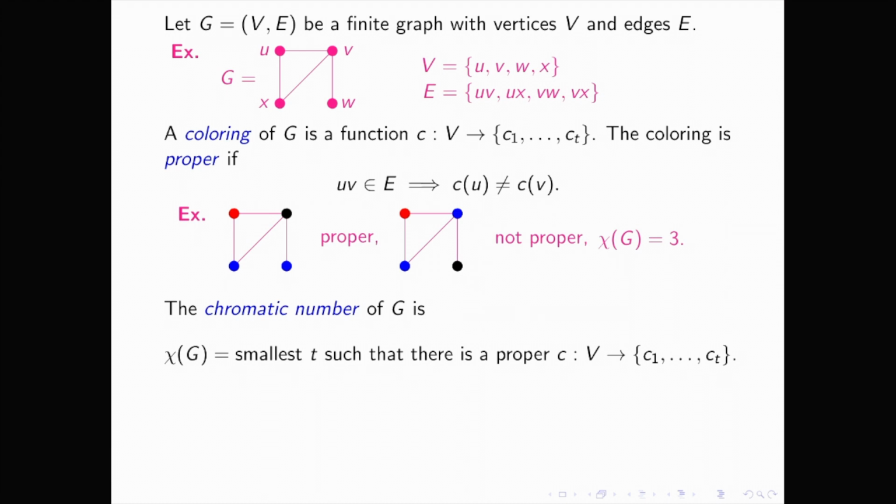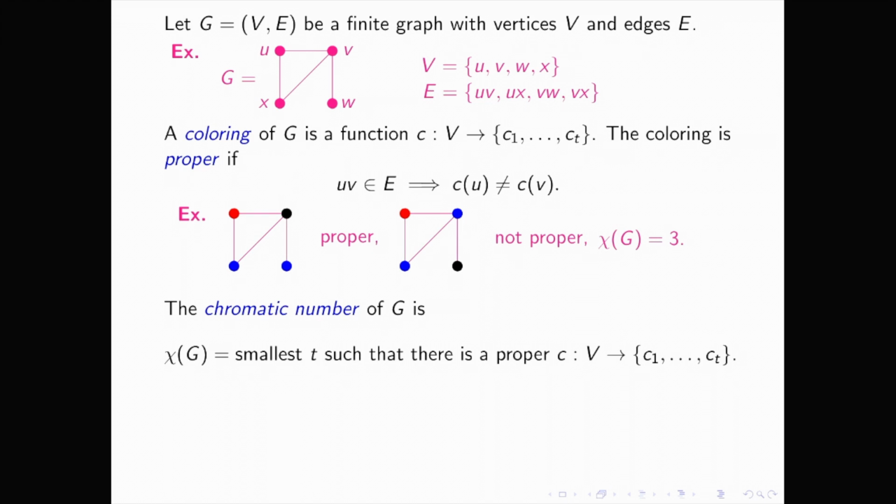Well, we can certainly color it with 3 colors, right? Because on the left there, I showed you a proper coloring with 3 colors. Why can't we do better? Why can't we use just 2 colors? Well, think about it. This graph has a triangle. Is there a way to color a triangle with 2 colors? No, all 3 vertices of that triangle have got to get different colors, so 3 is the best possible.